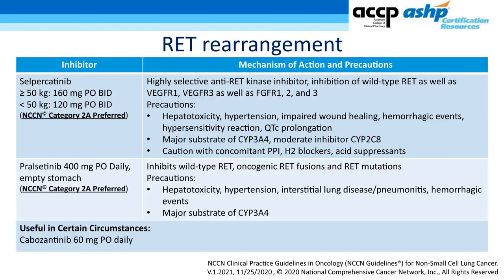Other useful in certain circumstances recommendations by NCCN for this particular patient population would be cabozantinib. I will highlight, though, the toxicity profile, again, is very complex and might be less ideal now that we have first-line options with pralsetinib or selpercatinib.